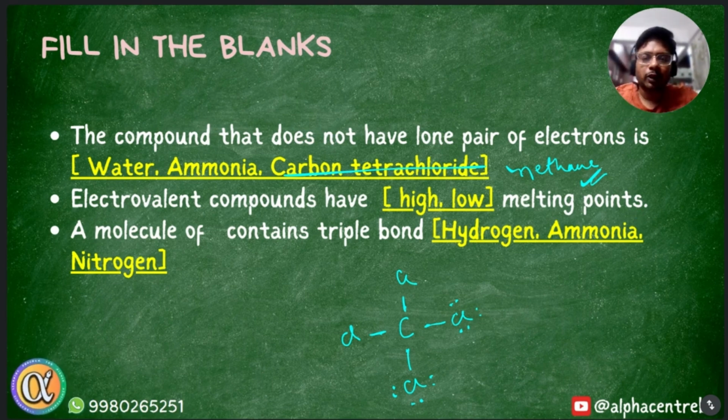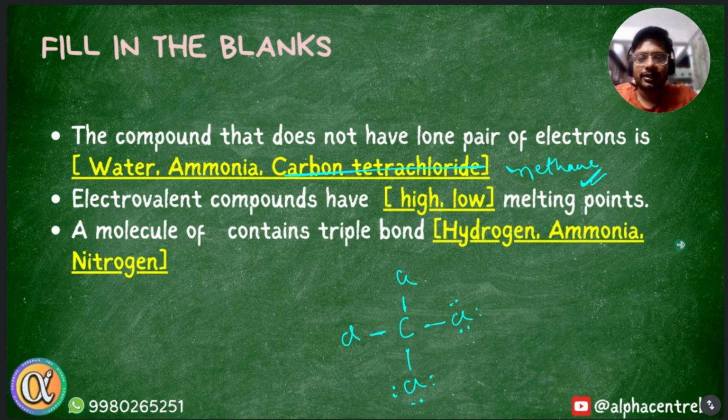Next question: do electrovalent compounds have a high or low melting point? High melting points. Like NaCl, salt, has a high melting point. The molecule which contains a triple bond: hydrogen, ammonia, nitrogen. Nitrogen. Very good.